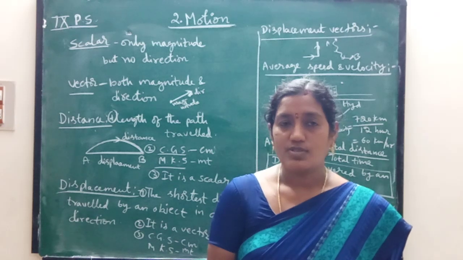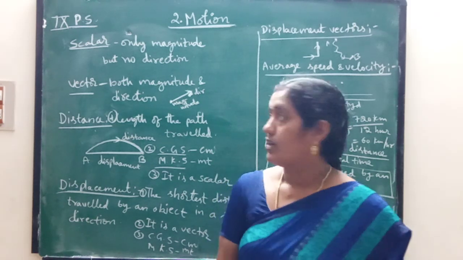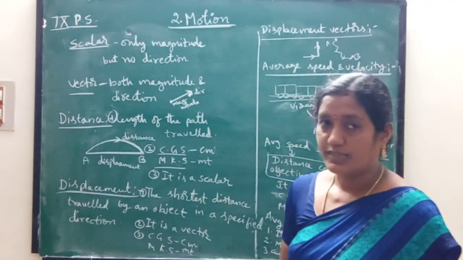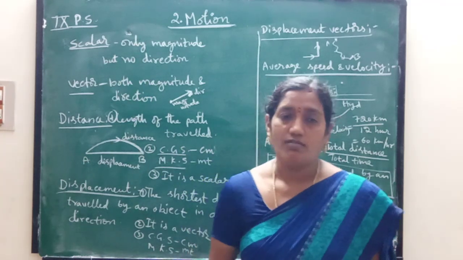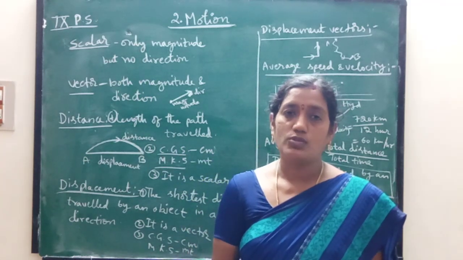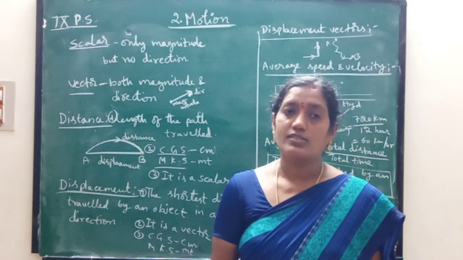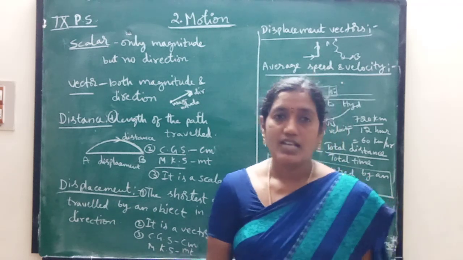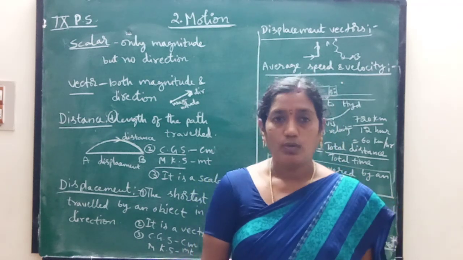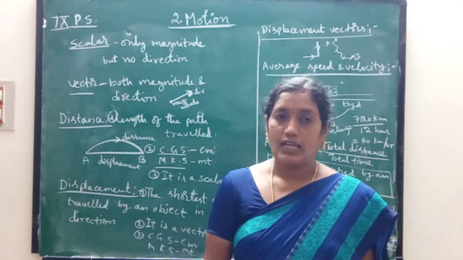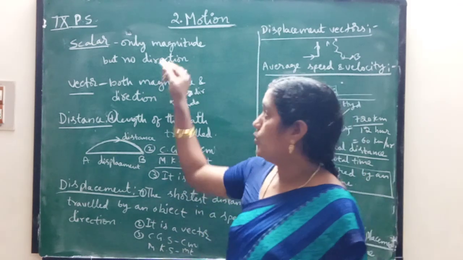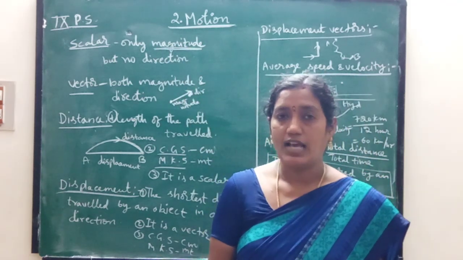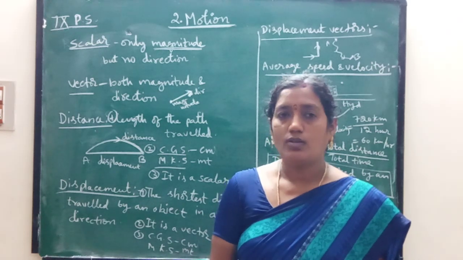Now in this class, first of all we will learn what is a scalar quantity. What is a scalar quantity? See children, a physical quantity which has only magnitude but no direction is called a scalar quantity. Which has only magnitude means that it has some measure, but no direction.